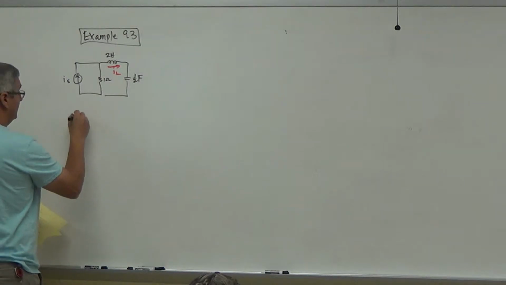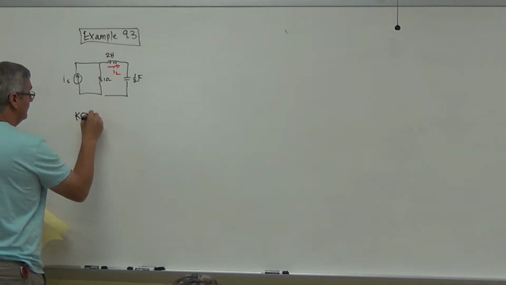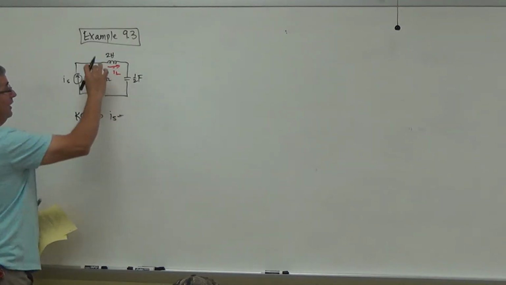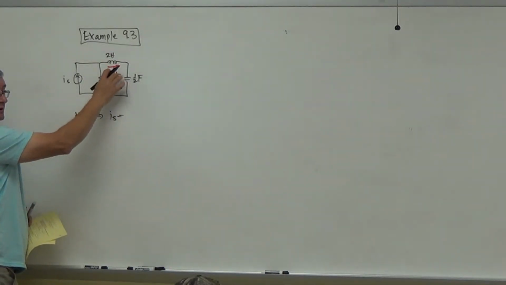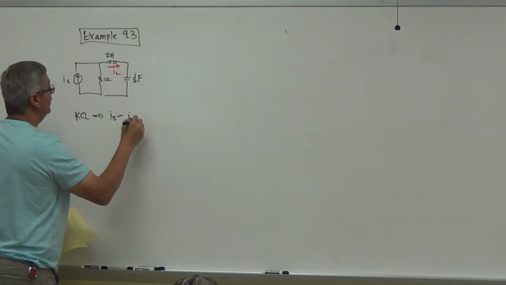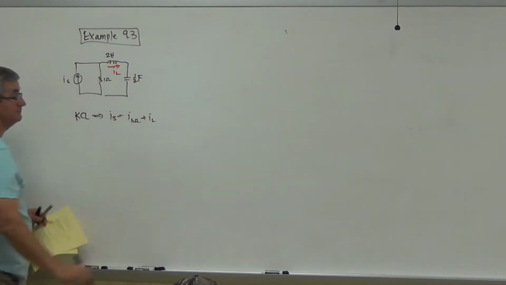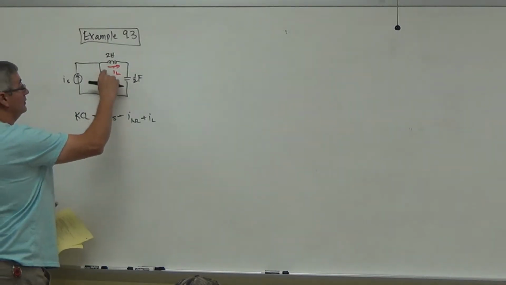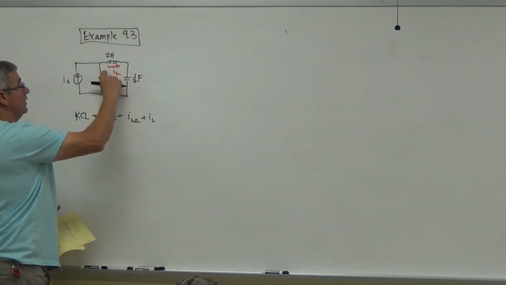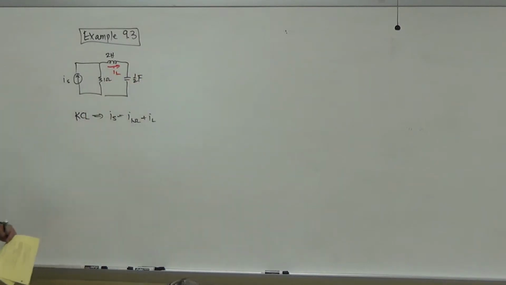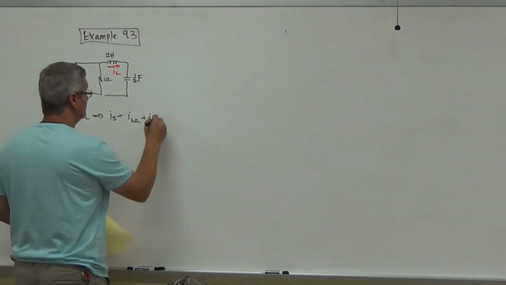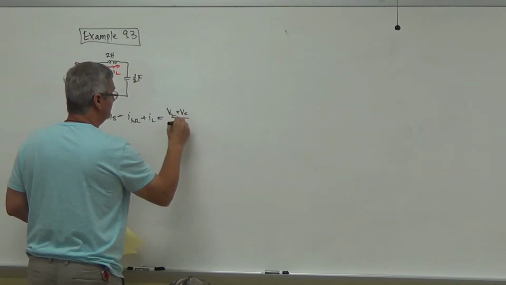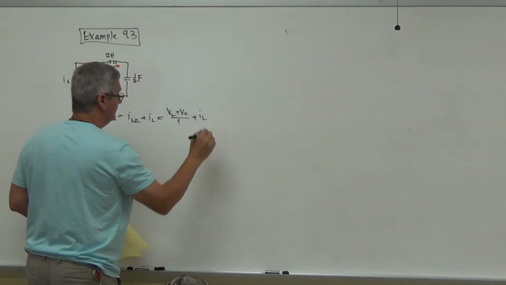So I'm going to apply KCL first. What does KCL tell me? I have the source coming in, and then the currents split right there. So I get the current of the 1 ohm plus the current of the inductor. My job is to get the current of the 1 ohm. Note that this 1 ohm is parallel to these, so the current of the 1 ohm must be the voltage of the capacitor divided by 1, plus IL.